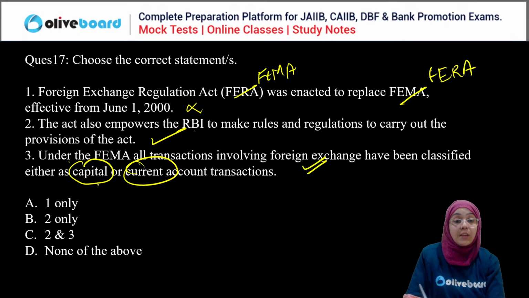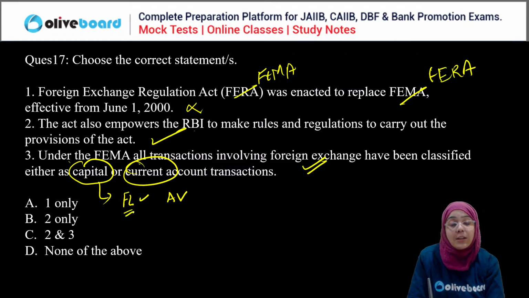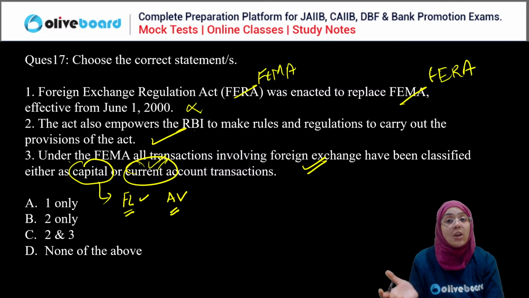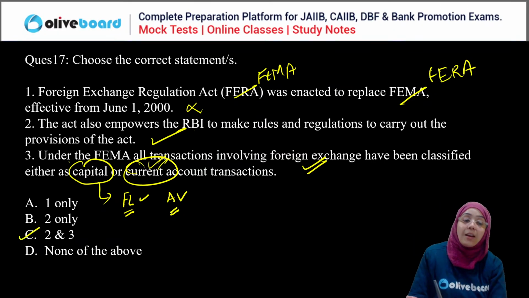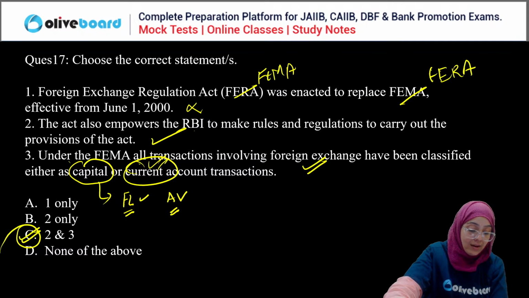Correct. Now, capital account transaction means any transaction which affects either the financial liabilities or the assets, meaning any transaction in which there is a change, either an increase or decrease in the financial liability, or a change in any assets, then it is a capital account transaction. Current account transaction means there is no change in the financial liabilities, no change in the assets, right? So second and third are the correct statements. We have to choose the correct statement. Second and third is the correct answer, right?